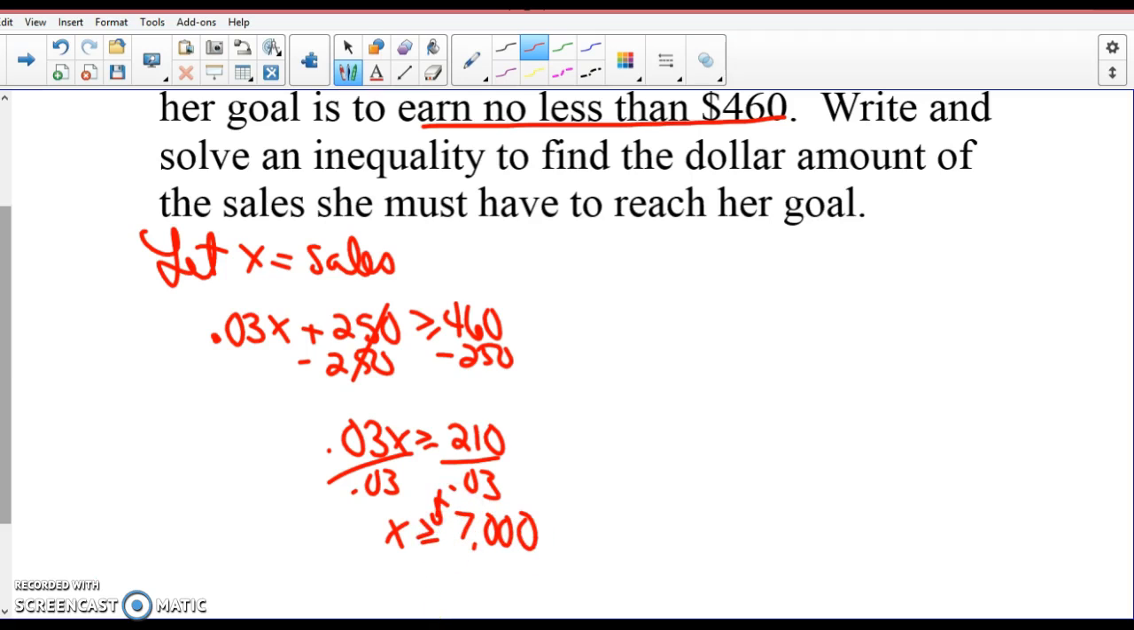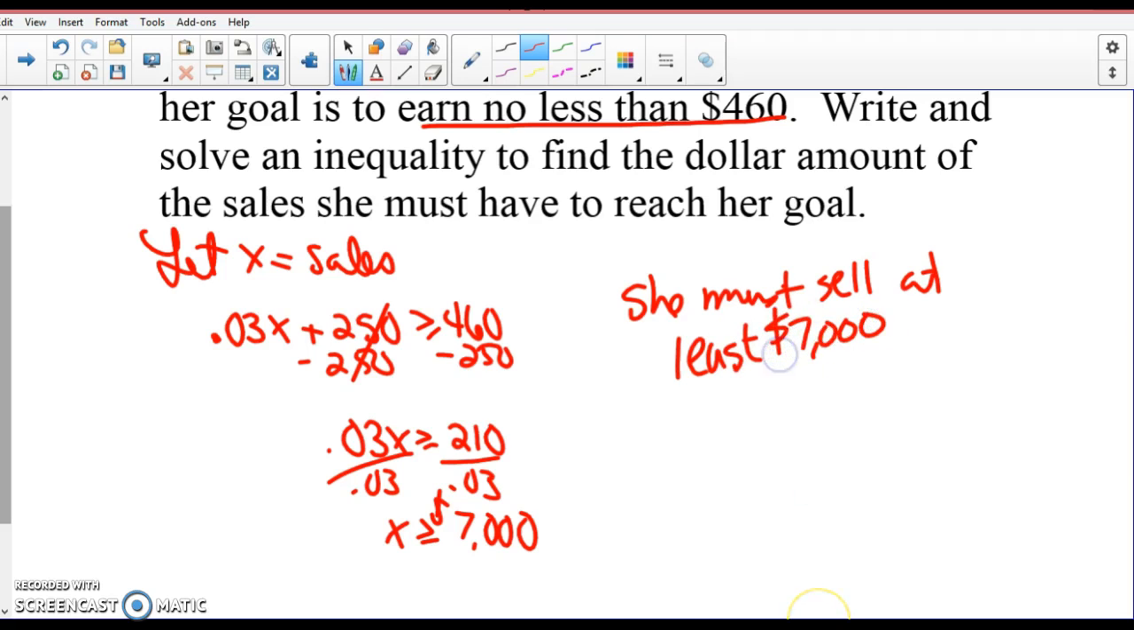So, again, the wording of your answer is important. She must sell at least $7,000 worth of whatever it is. Now, I could say she must sell $7,000 or more, but your words matter when you answer this question.